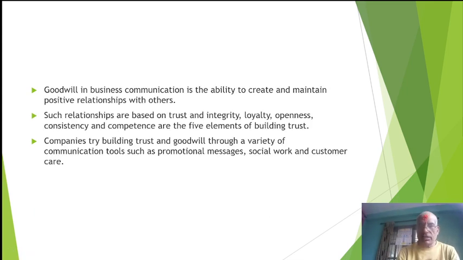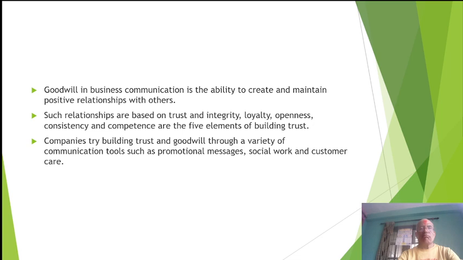Goodwill in business communication is the ability to create and maintain positive relationships with others. We must have positive relationships with others. We must have a good ability to create relationships with people. Such relationships are based on trust. Integrity, loyalty, openness, consistency, and competency are the 5 elements of building trust, right?